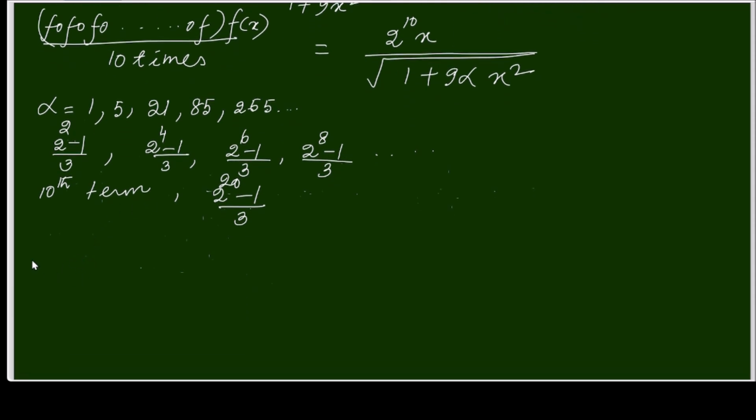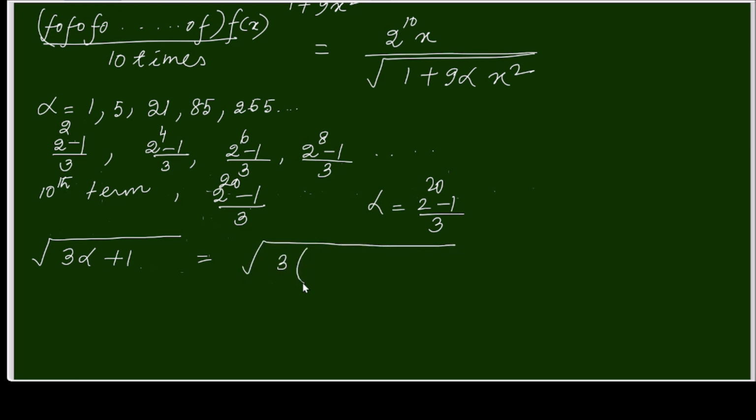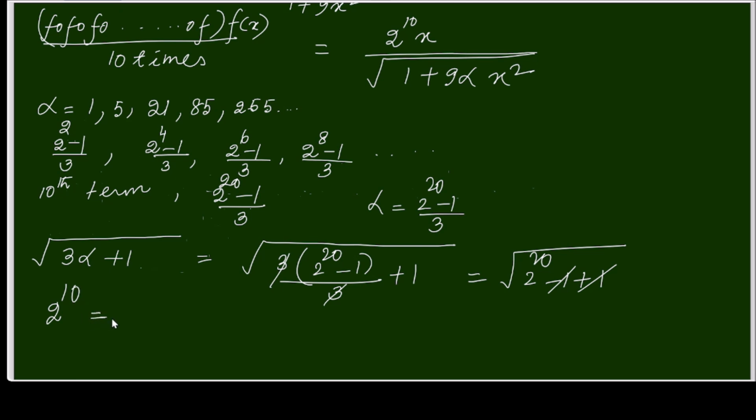So the question is to find the square root of 3 alpha plus 1. We got alpha equals 2 to the power 20 minus 1 by 3. So substituting here, we write square root of 3 times 2 to the power 20 minus 1 by 3 plus 1, which equals square root of 2 to the power 20 minus 1 plus 1. This is cancelled, so this will be 2 to the power 10. 2 to the power 10 is your 1024.